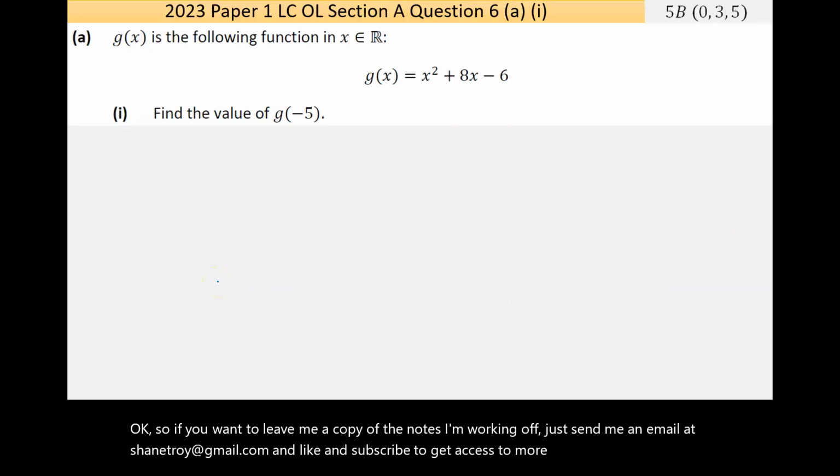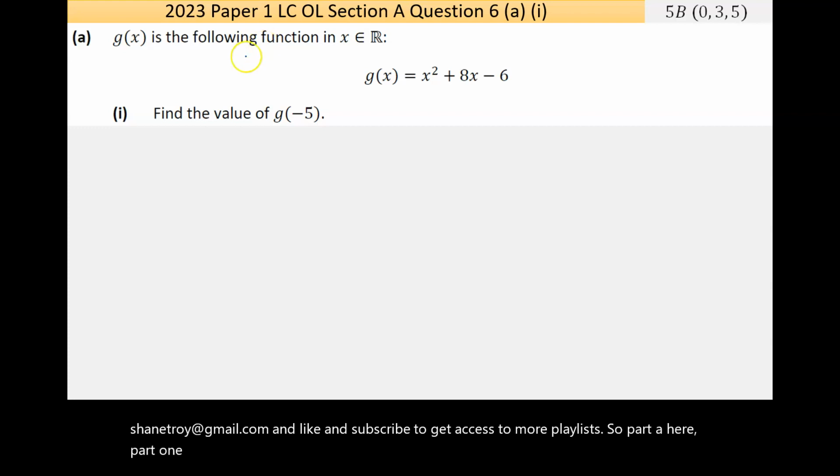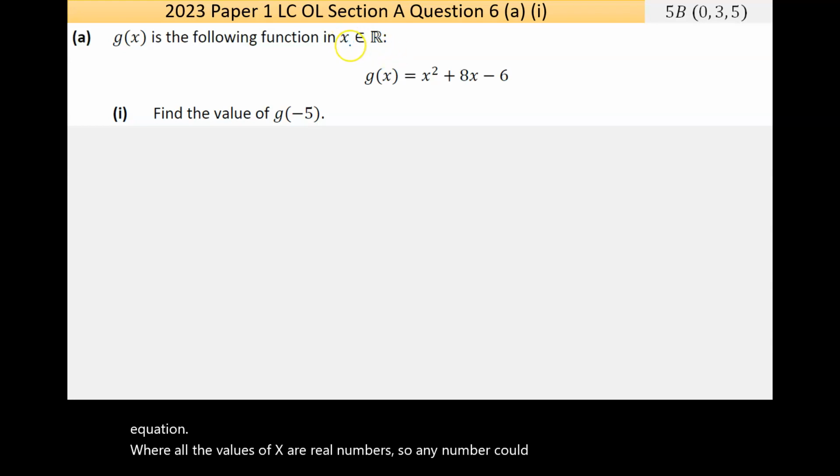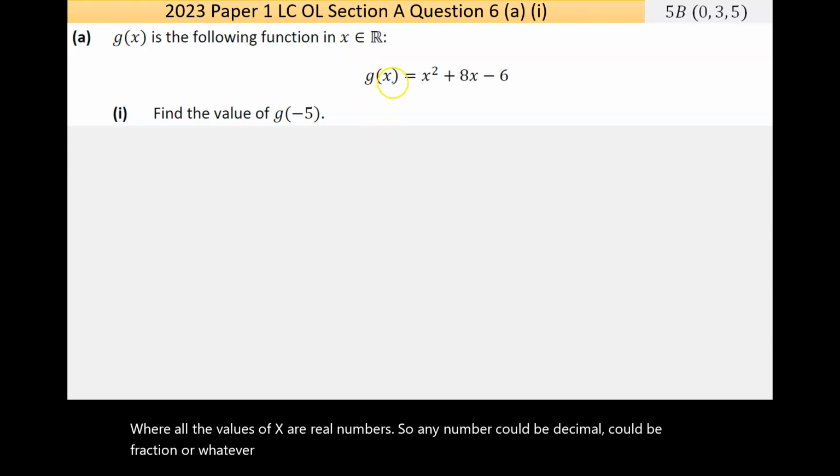So part A here, part 1, is function. We have a function here, g of x, which is the following function, x is an element of R. It just means that it's an equation where all the values of x are real numbers. So any number could be decimal, could be fraction, could be whatever. It gives us what the function is.